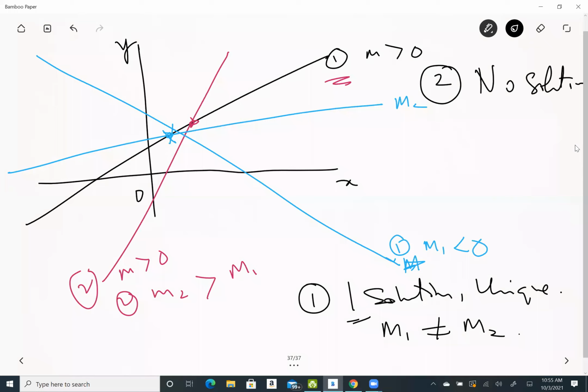If there is no solution, that means there will be no intersection between the two lines. What can you say about the slope and what can you say about the intercept? The slopes are equal. What about the intercept? No solution, I know, but the slopes are equal.